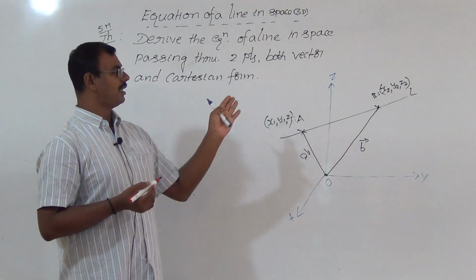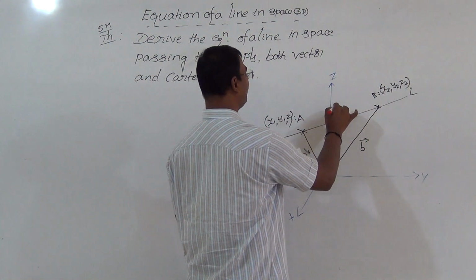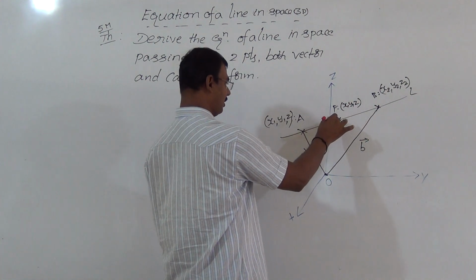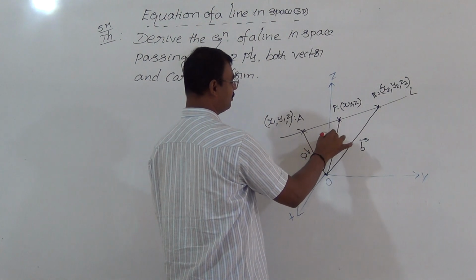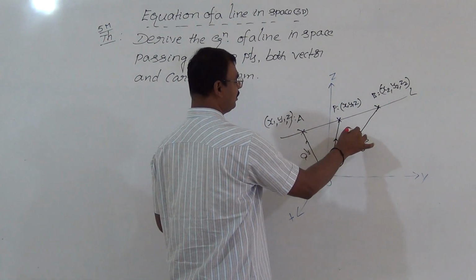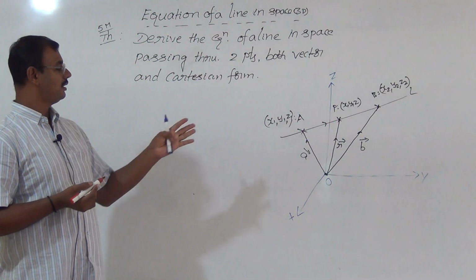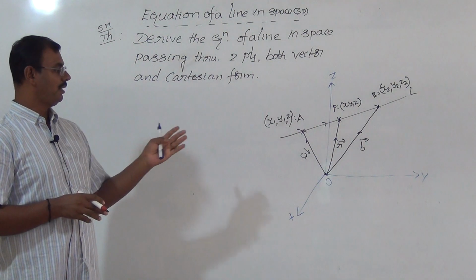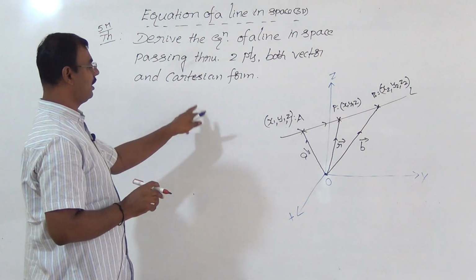Next, let us take any point, a locus point, on the line L. So I take the point P (x, y, z) as any point on the line L. Join OP, so we get the vector OP. Let R bar be the position vector of the point P with respect to the origin. These things we have taken on the diagram we should write here.